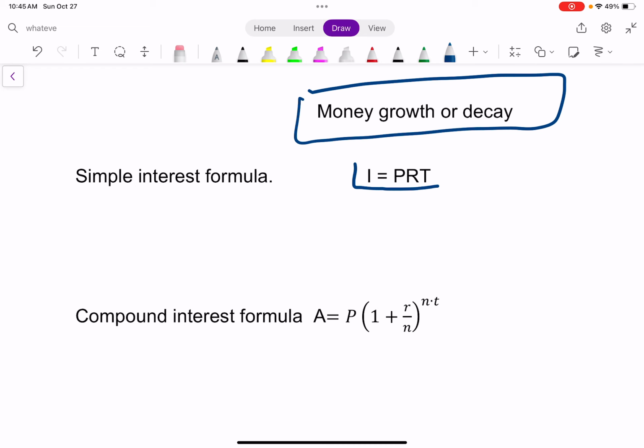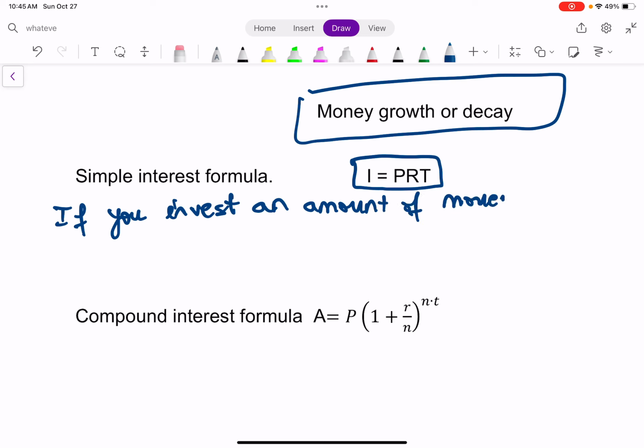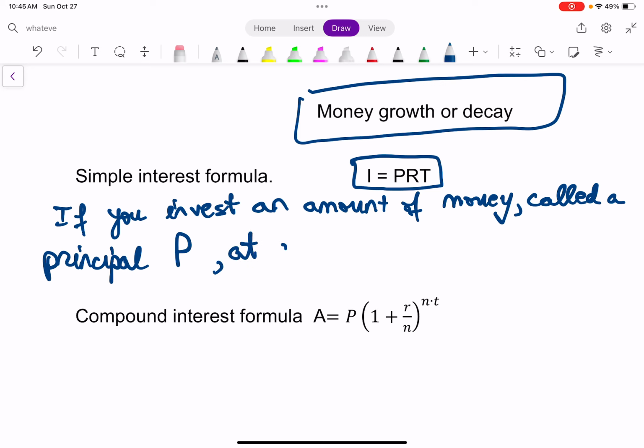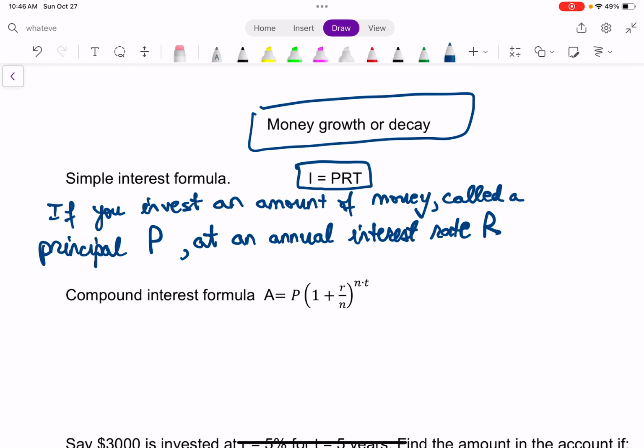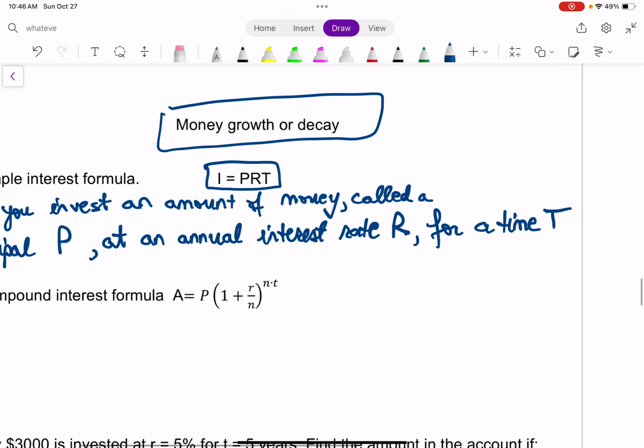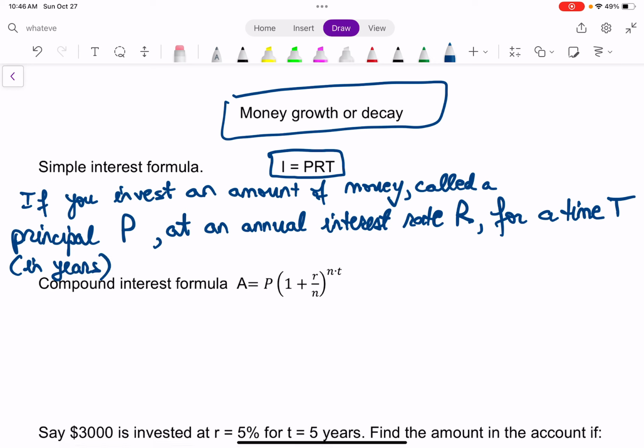So the simple interest formula simply says if, let's say you invest an amount of money which we call a principal, and that's P, at an annual interest rate R. So R is the interest rate that the banks are offering you if you invest that amount of money for a time T, which definitely has to be in years to match the annual interest rate.